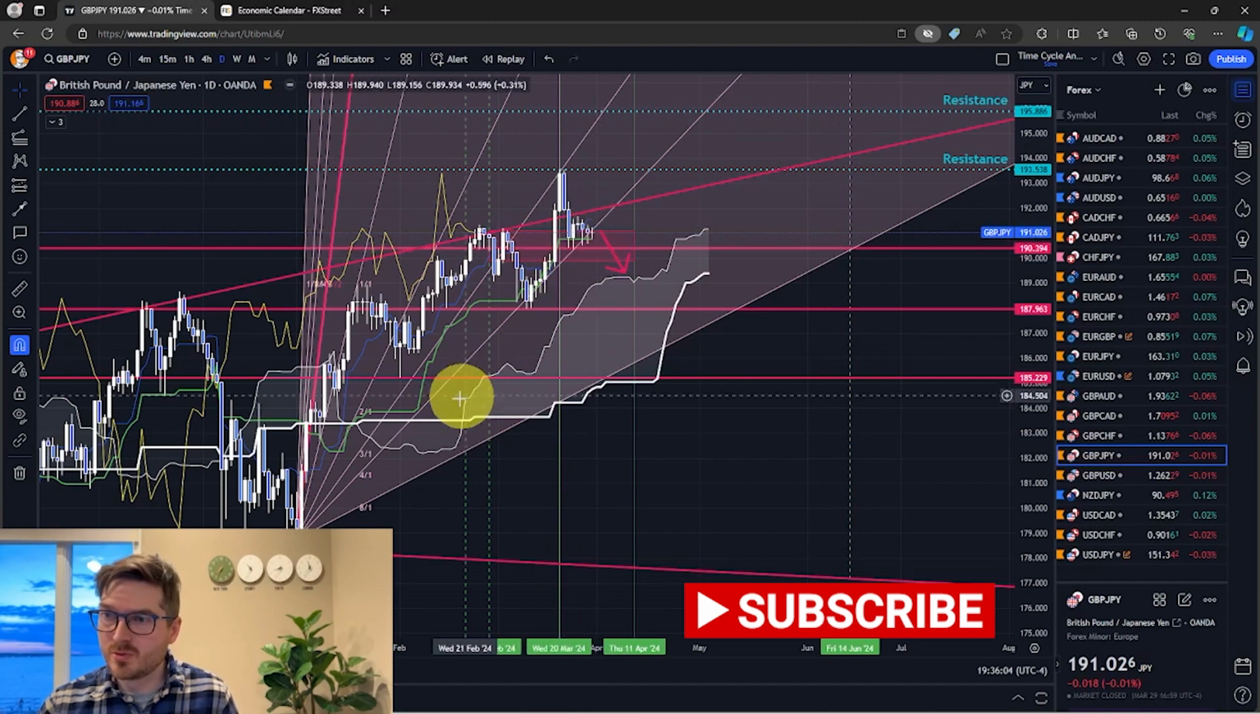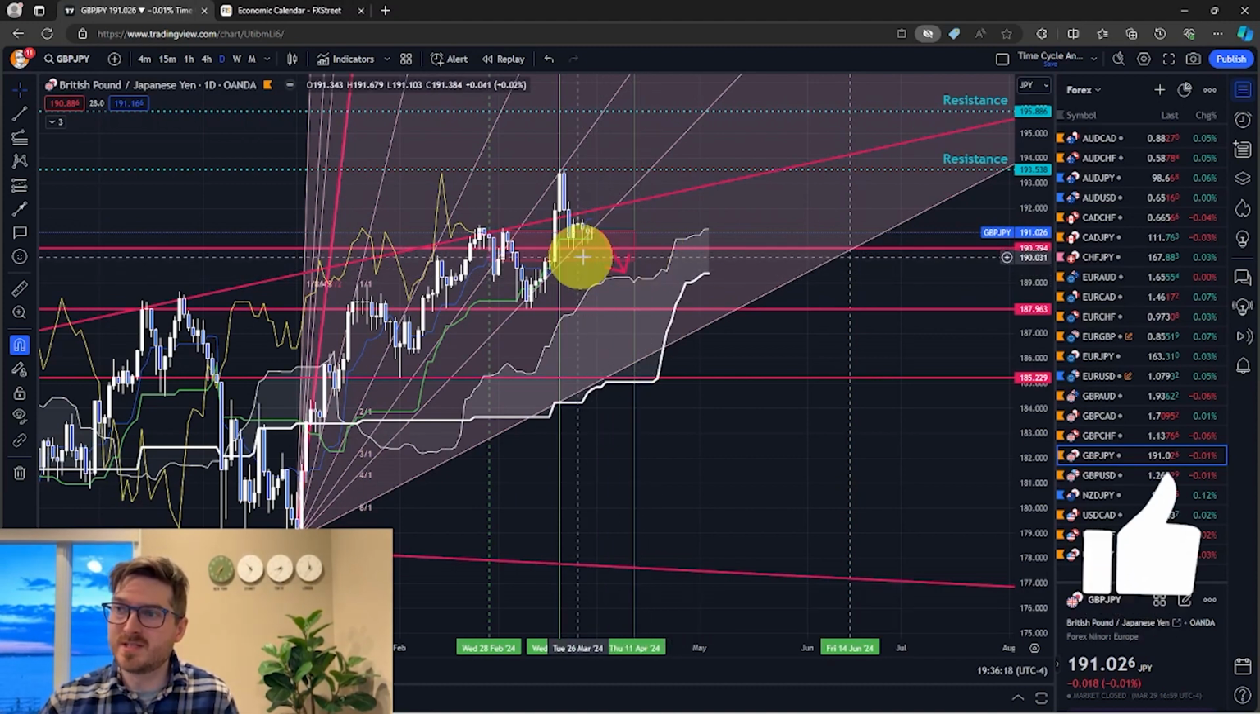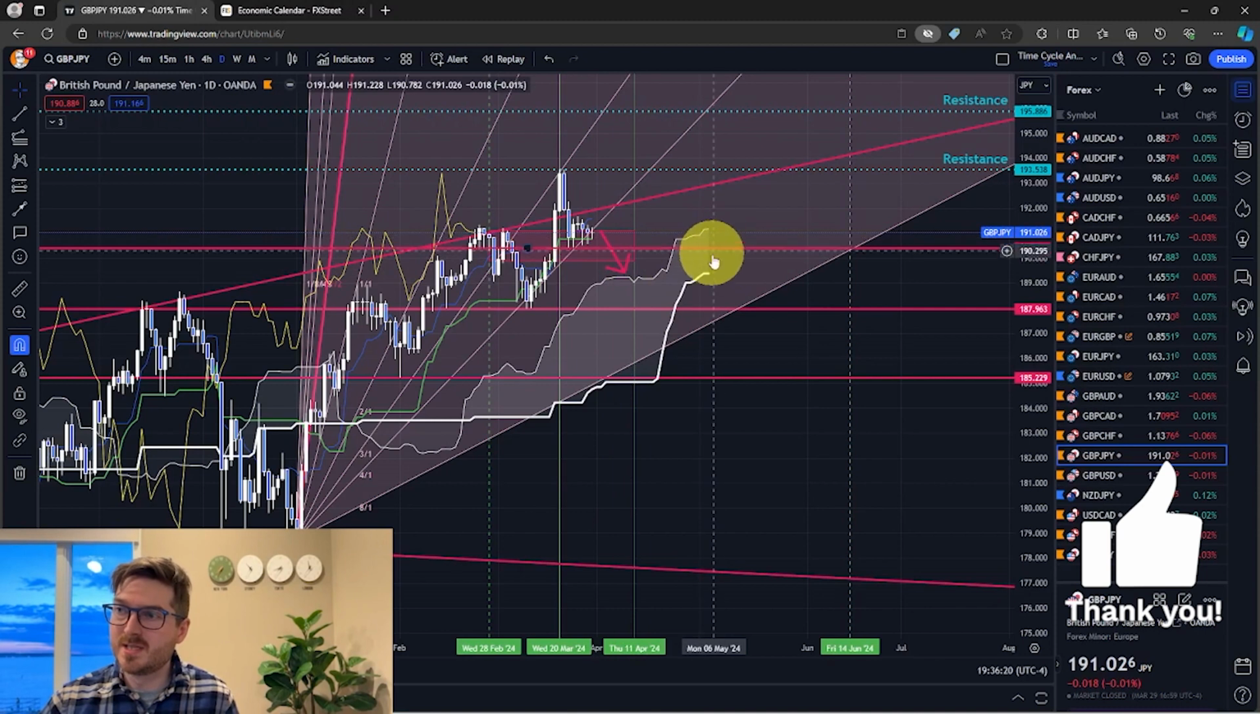But now you can see we're on the 4-to-1 Gann angle. And I'm expecting price to close below this angle and then start to come down and retest Senkou Span A, and then consolidate further in this zone here. And then we could see price even start to target this angle here, the 8-to-1.